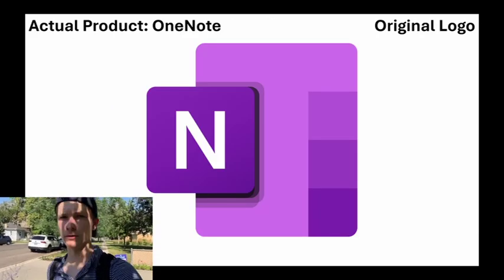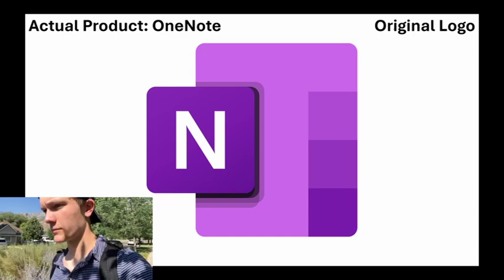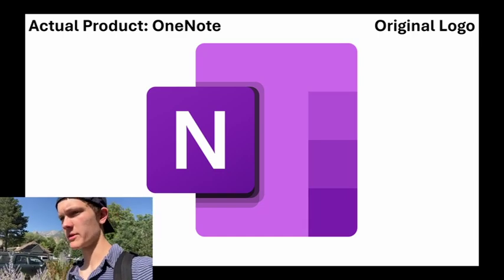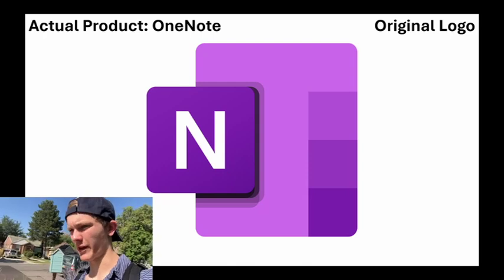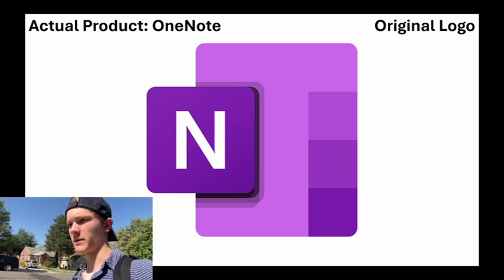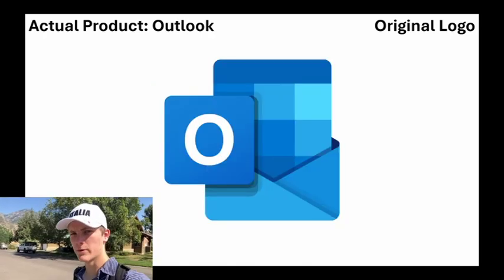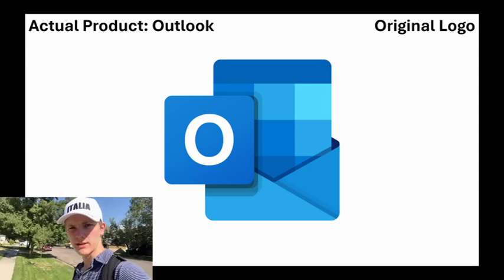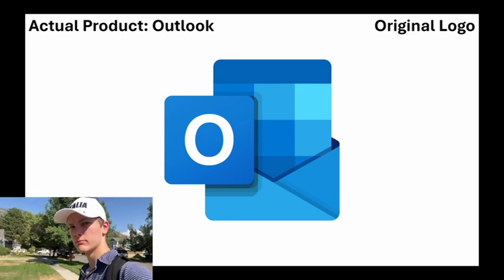N is for Note, or well, OneNote. Yeah, OneNote is basically just a notebook software. It does its job. It's pretty good. It's kind of like Word, but it's a little more flexible for taking notes. That's basically it. O is for Outlook. It's just Microsoft's mail platform. And that's about it. Outlook.